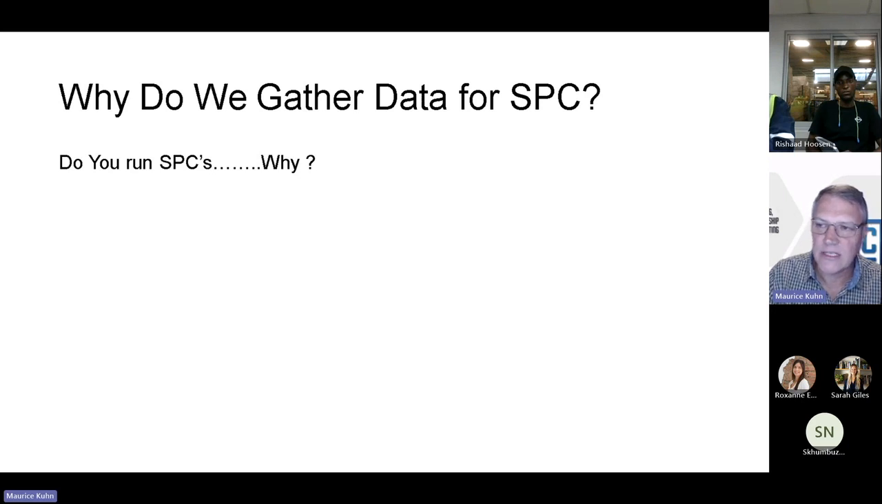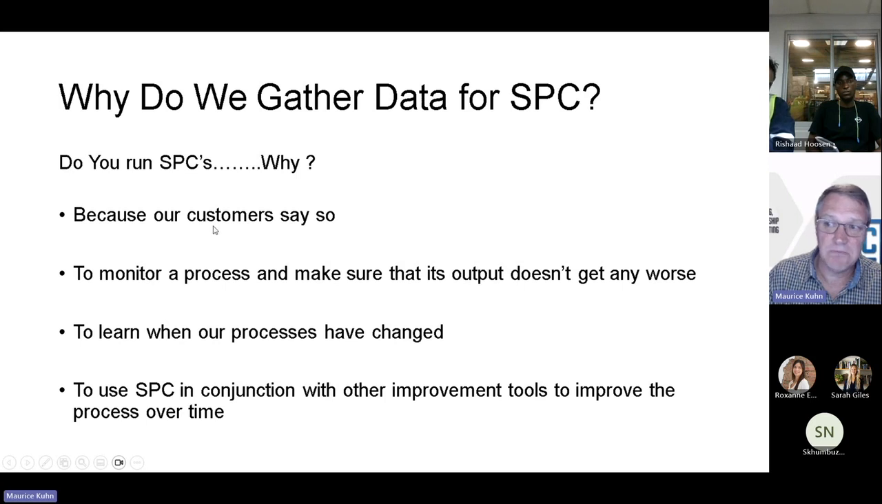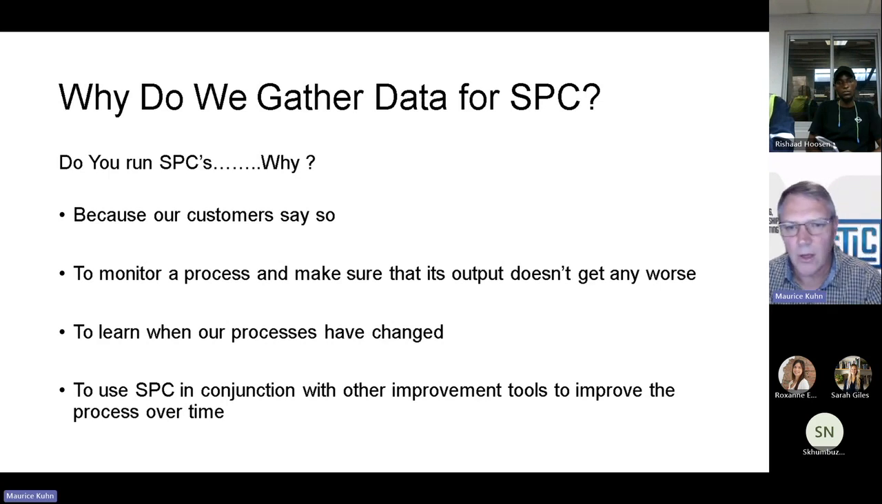So a couple of reasons I've got on here is sometimes we do it because our customers say we need to. They're looking for this as a quality metric to see whether we've delivered to them according to agreed specifications. And we also sometimes do it to monitor a process, make sure that things aren't getting worse. I'm hearing things like trend analysis. What's happening? Are we getting better? Are we getting worse? Are we staying the same? Is our process remaining in control as far as the outputs are concerned?